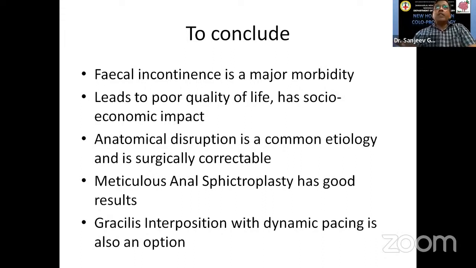Furthermore, if after meticulous sphincteroplasty, or after some surgeries where the sphincters have been removed, a gracilis interposition with dynamic pacing is also a good alternative option. In patients with complete damage to the anal sphincter or patients with abdominoperineal resection, bilateral gracilis can be used to create the neosphincter, which also gives substantial continence, and patient can have a better quality of life.